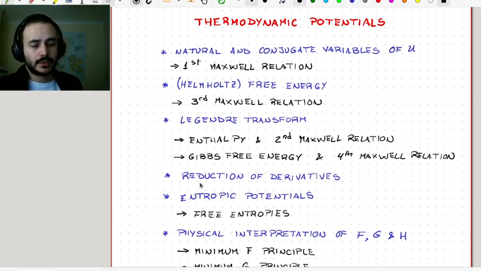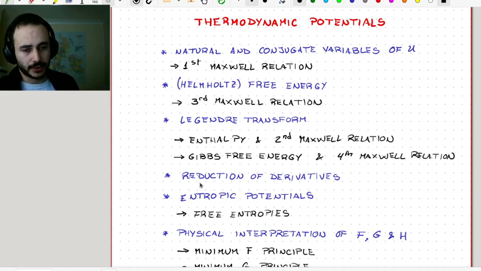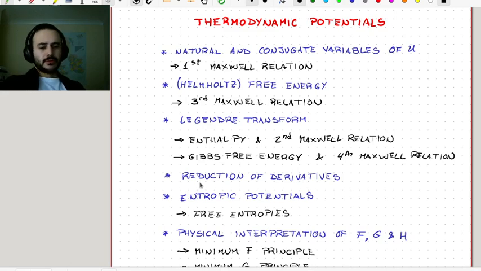And by doing Legendre transforms on the internal energy, we are going to obtain two further interesting functions of state, the enthalpy and the Gibbs free energy. And from each of these new functions of state, we are going to obtain one relationship, which is going to be important later.